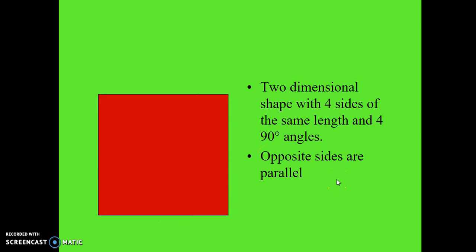How about this one? The properties of this shape is the fact that it is a two-dimensional shape with four sides that are all the exact same length and four 90-degree angles. A 90-degree angle goes right here, so in other words, this line and this line are perpendicular. So are these two, and these two, and these two. The opposite sides of this shape are also parallel. So what's the only shape that has four equal sides, 90-degree angles, and opposite sides are parallel? Take a shot. What do you think?